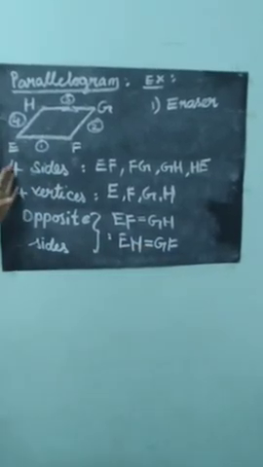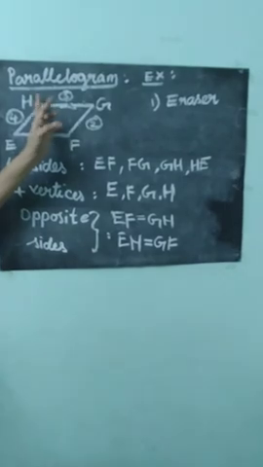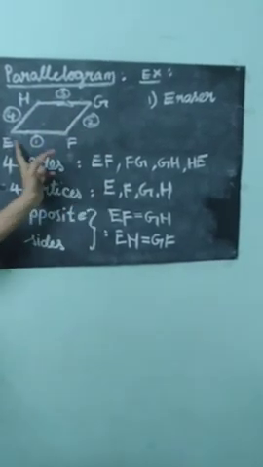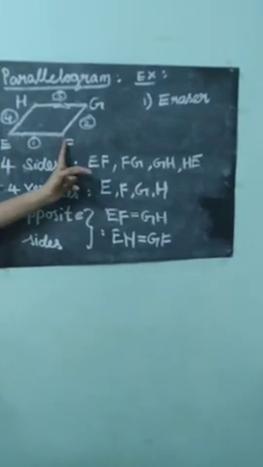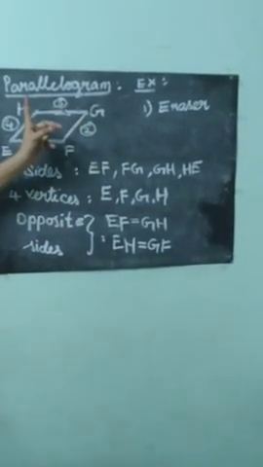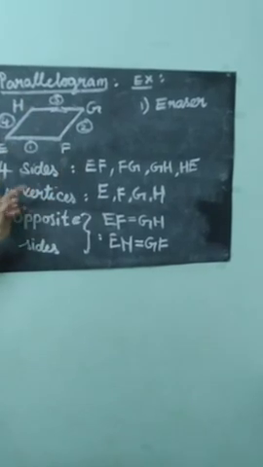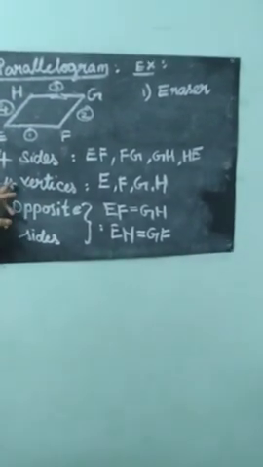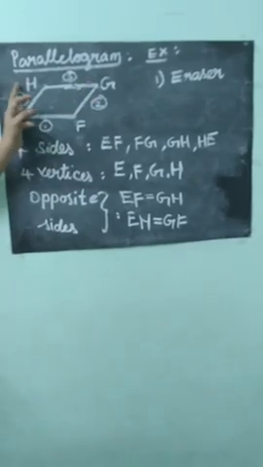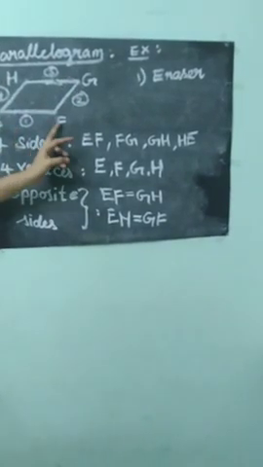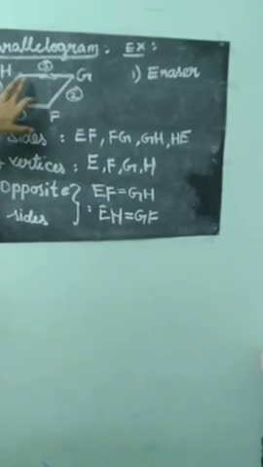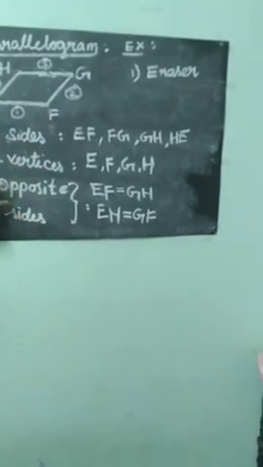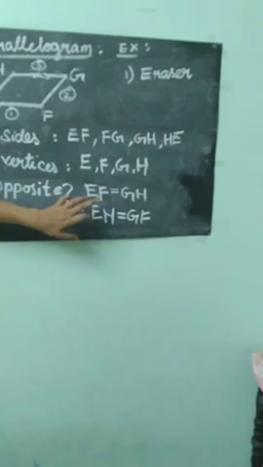And I am recalling once again. This is a parallelogram shape, and there are 4 sides: EF, FG, GH and HE. And there are 4 vertices: E, F, G, H. In a parallelogram there are no diagonals. So opposite sides are equal and parallel.